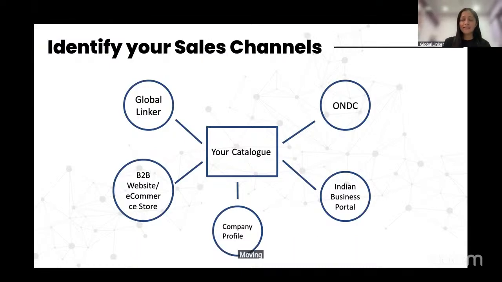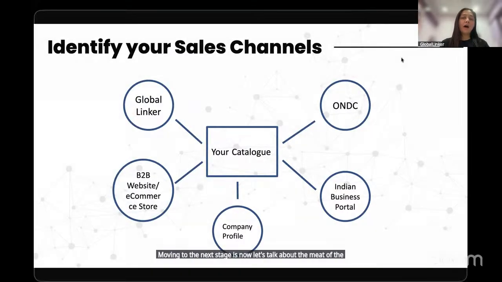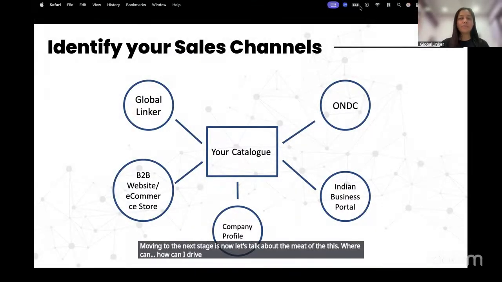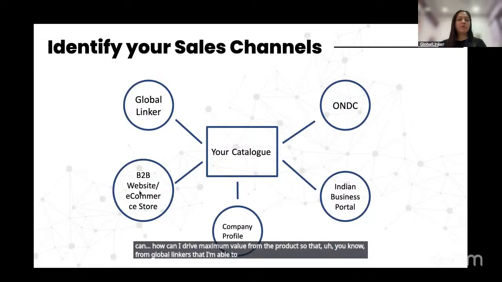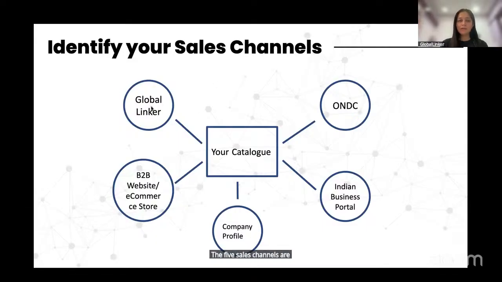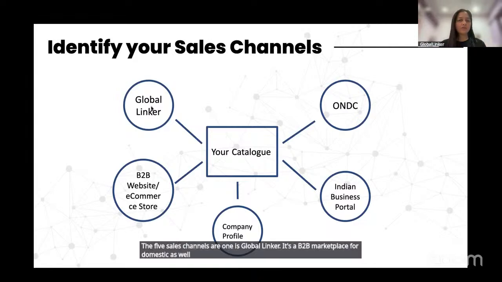Moving to the next stage, now let's talk about the meat of this. How can I drive maximum value from Global Linker, so that I'm able to give you value over here? So now, what is it that I'm getting? When I create my account on Global Linker, I have the opportunity of listing my products in 5 sales channels. The 5 sales channels are: one is Global Linker, a B2B marketplace for domestic as well as international buyers.